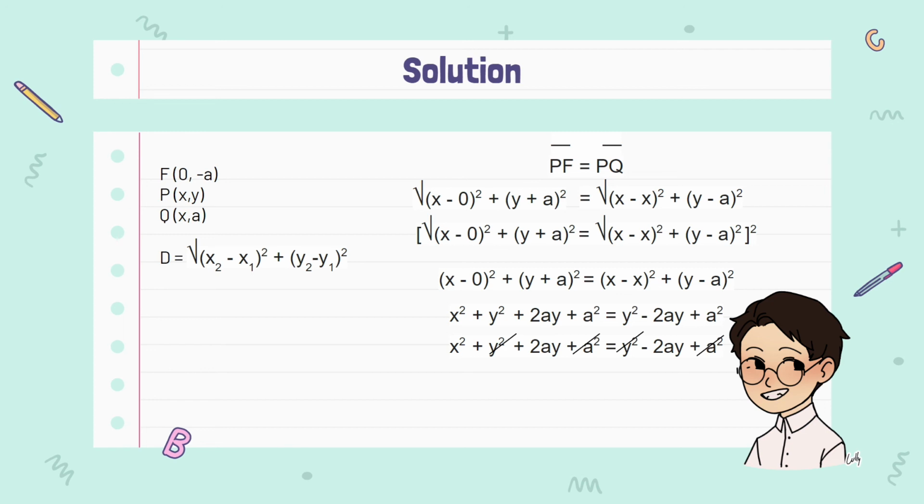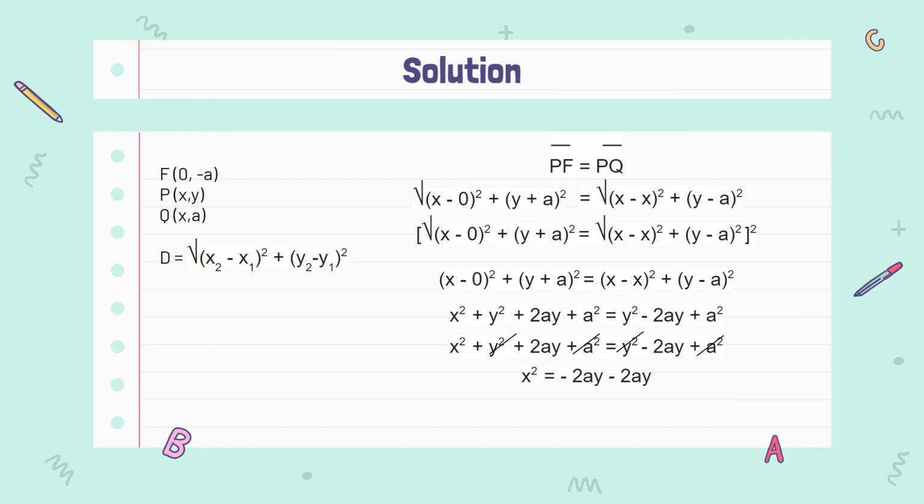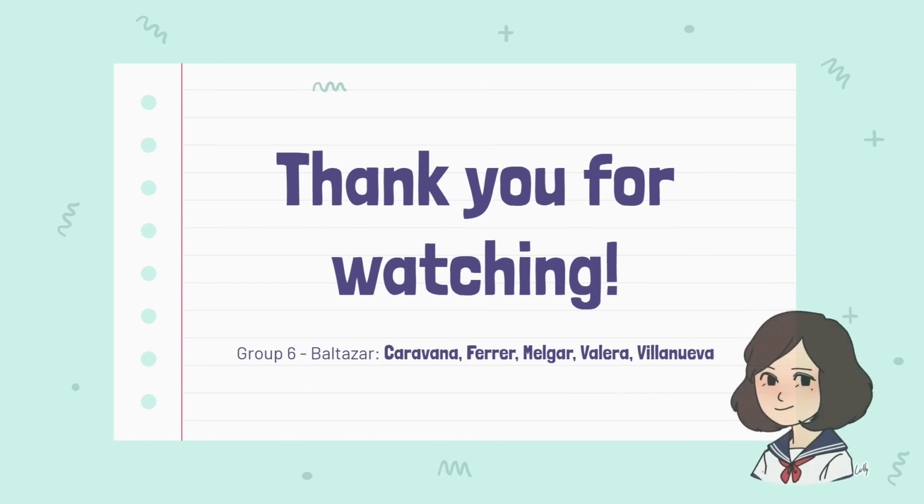We will transpose 2ay to the right-hand side of the equation and let x squared remain on the left side. The equation that we have now is x squared = -2ay - 2ay. Simplify further and combine like terms, and the equation will then be x squared = -4ay. Therefore, the equation of the parabola opening downward with the vertex at (0, 0) is x squared = -4ay. That concludes our presentation.